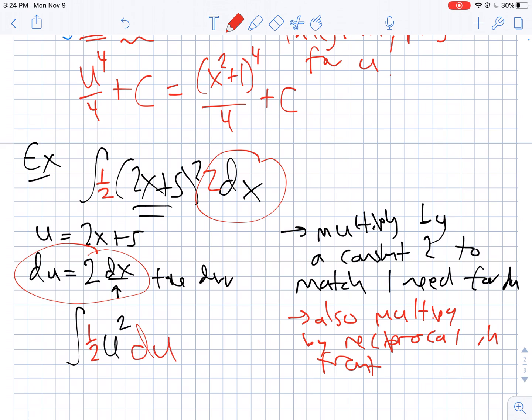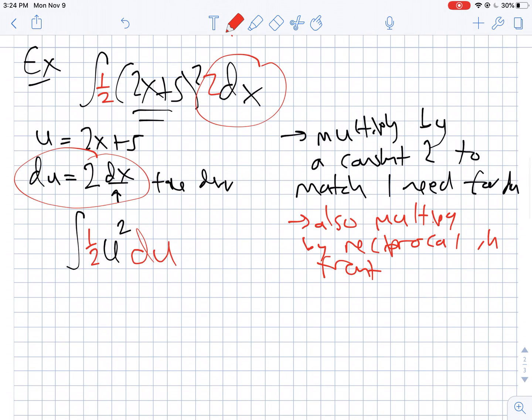So now I've gotten to this point. I wrote my whole integral in terms of u and du. That's the goal. I don't want to have any more x in my equation. It's all in terms of u and du. And now I can do the integral.